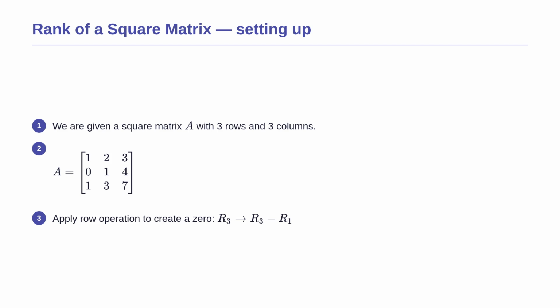The first number in the third row is a 1. If we subtract the entire first row from the third row, that 1 becomes a 0. We apply this subtraction to every number in the third row.